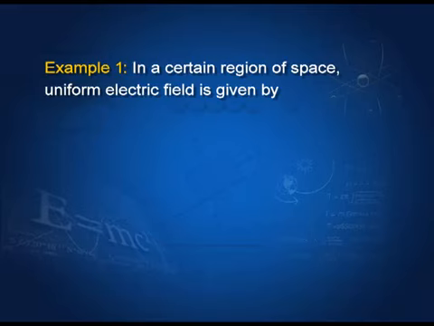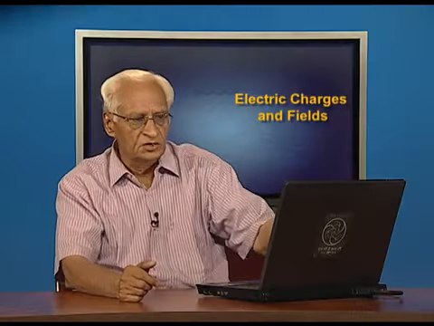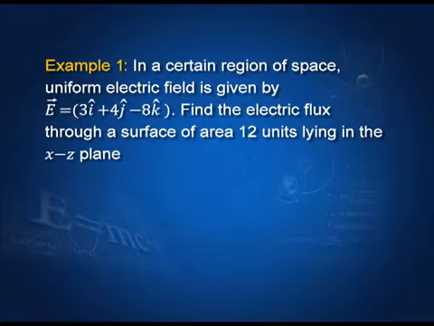Example 1. In a certain region of space, uniform electric field is given by this: E equal to 3 i cap plus 4 j cap minus 8 k cap. I think you remember that i cap, j cap, k cap are unit vectors in the x, y and z directions respectively. Find the electric flux through a surface of area 12 units lying in the x z plane.